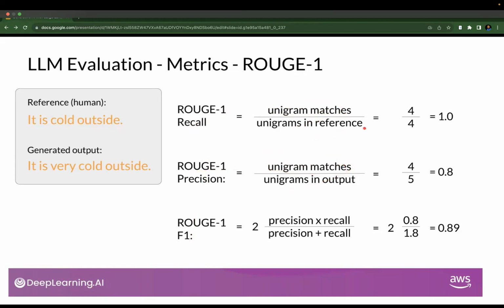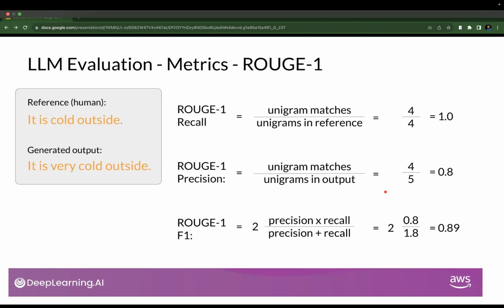This reference is the human-generated reference, considered to be the ground truth, and this output is what the model generates. In this case, because they are off by one word, this is what the ROUGE-1 score looks like. Even if the generated output had been: it is not cold outside, which is completely different in meaning, it would have the same ROUGE-1 score. So that's a downside of ROUGE-1.